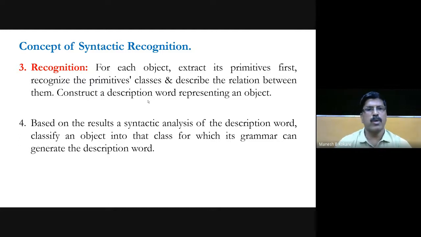So based on the result, a syntactic analysis of the description word classifies an object into that class for which its grammar can generate the description word. This description word is nothing but the language of that class. So what is the fourth step? Based on the result, a syntactic or structural analysis of the description word classifies an object into that class for which its grammar can generate the description word, right? So these are the four stages which represent the concept of syntactic recognition.